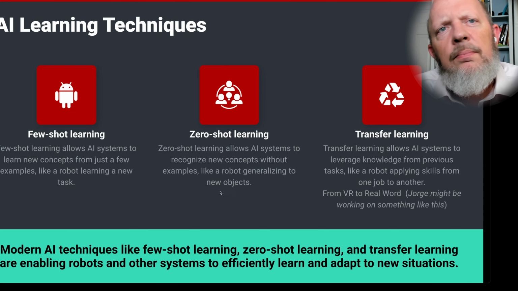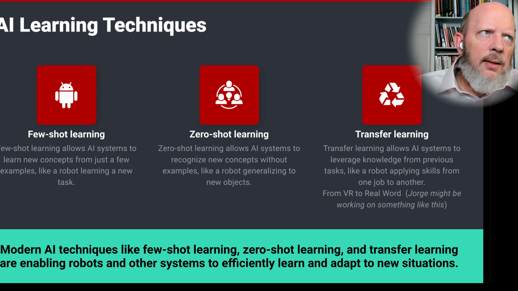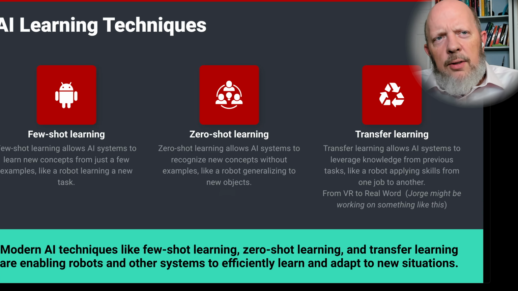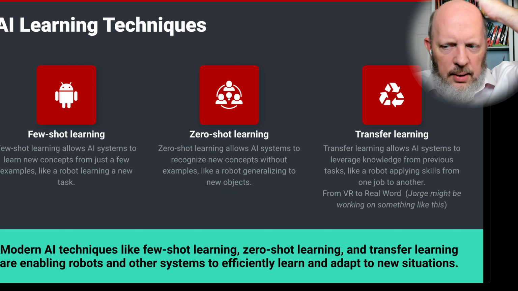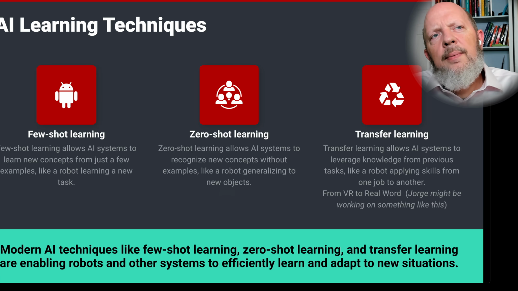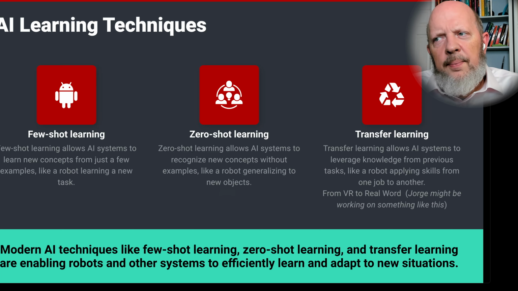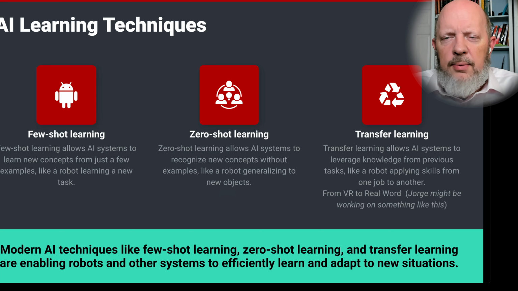There's also, and this is more in LLMs, just more terms I want you to know. Zero-shot learning allows an AI system to recognize a new concept without examples, like a robot generalizing new objects. Maybe it knows what an apple is, but doesn't know what an orange is. So it says, hey, it's like an apple, about the same size as an apple. I buy it in the supermarket like an apple, but it's a different color. So I think it might be something like an apple, but with a different color and different name.